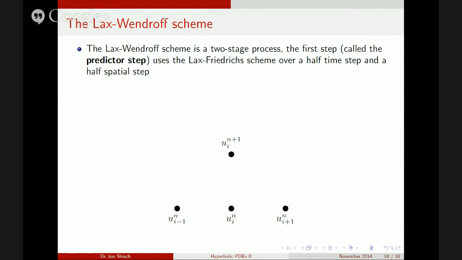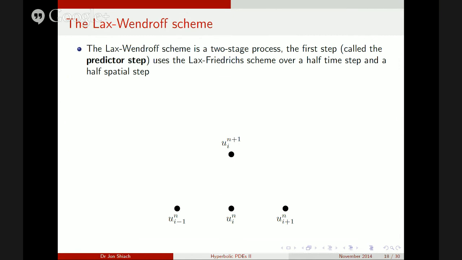You have a predictor, and then you iterate the corrector until you get to some convergence. In this case, the corrector is only applied once, so you don't keep iterating the corrector. The first step is simply the Lax-Friedrichs scheme, but it's applied over 1/2 time step and 1/2 space step.